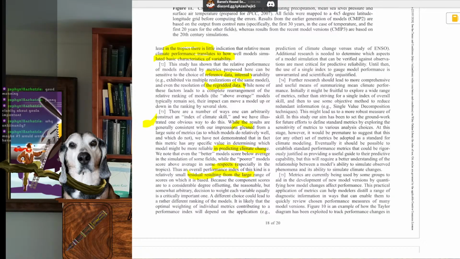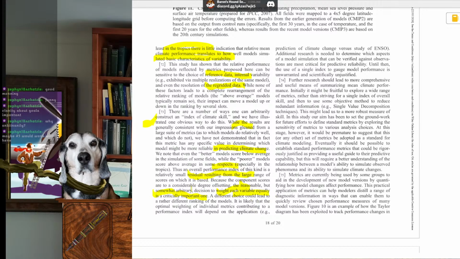Because the component scores are to a considerable degree offsetting, it is a reasonable but somewhat arbitrary decision to weight each equally. Right, so that weighting, remember he said, is an arbitrary rating of 1, but that's actually a critically important one. A different choice would lead to rather different rankings of models.